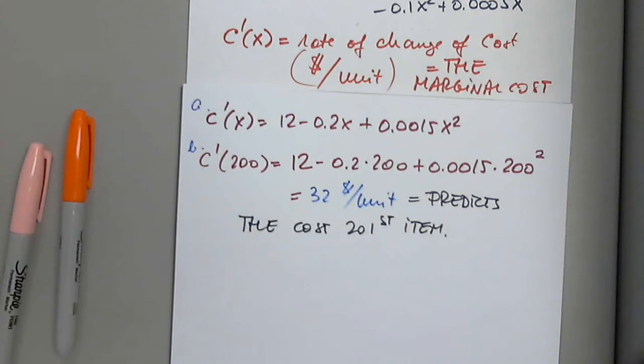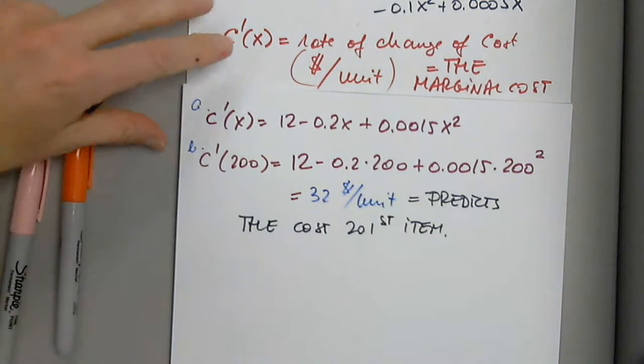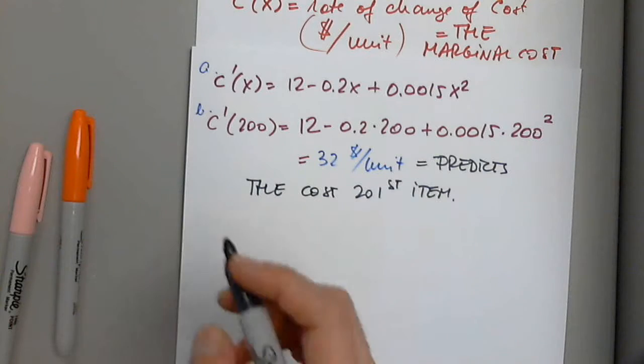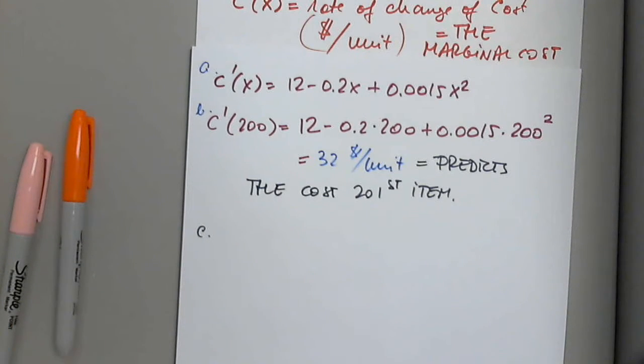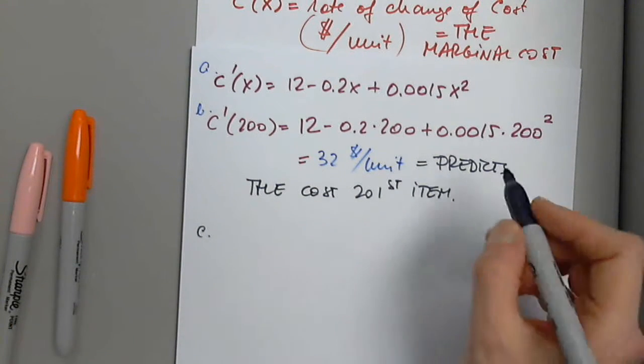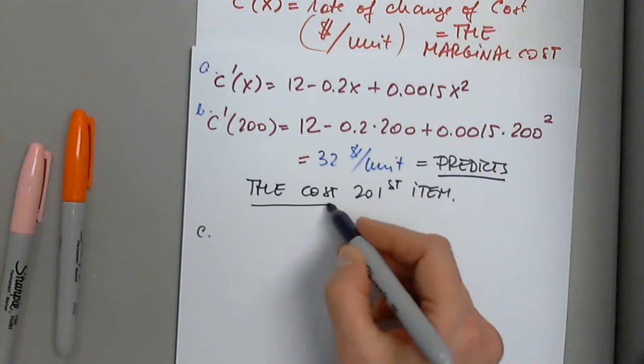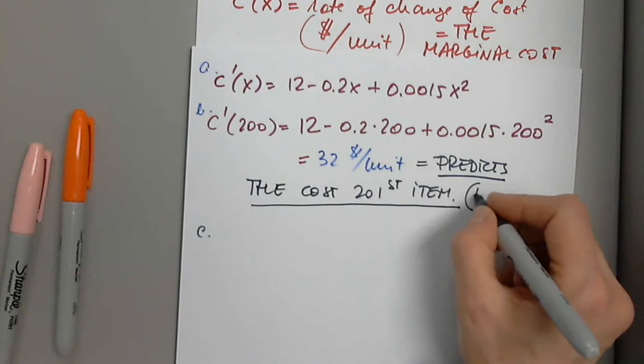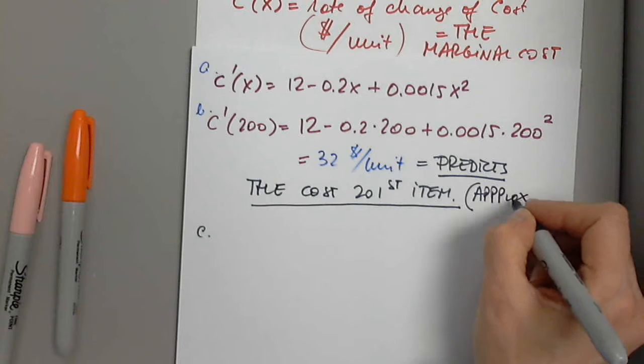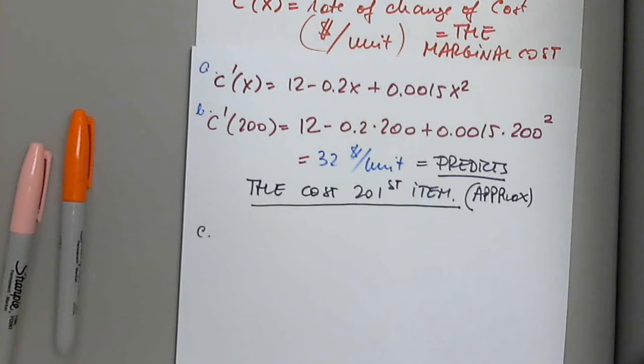Part C. Compare this number with the cost of manufacturing the 201st yard of fabric. In that case, it was yard of fabrics. Okay. Ready? So this is a prediction. In other words, an approximation. This is what it means, a prediction, approximation.